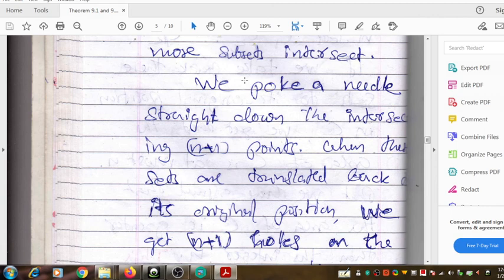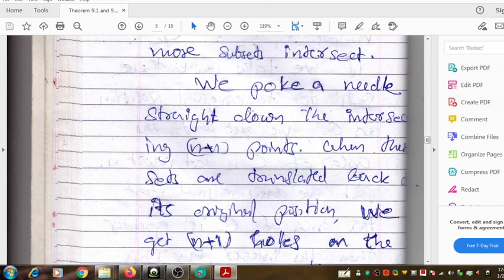Next, we poke a needle straight down. Since we have one such point, say x, at that point we poke a needle, and this procedure makes a hole at that point. That point belongs to at least n plus 1 subsets, so this hole will be made at the point of each and every subset of C.